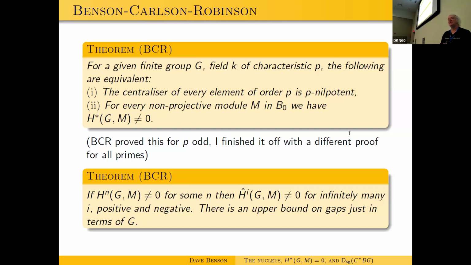So it turns out to be equivalent to the statement that the centraliser of every element of order p, where p is the characteristic, is p-nilpotent. So what p-nilpotent means is that there's a normal p-prime subgroup of index a power of p. So it's basically a p-group on top of a p-prime group. And cohomologically, that just looks like a p-group because you don't see the p-prime group.